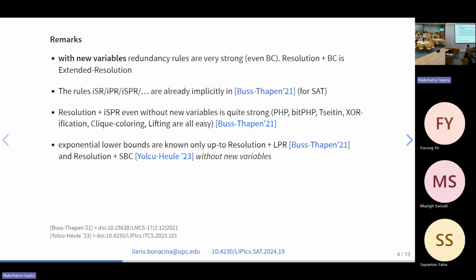Okay, so what about hardness results? We have exponential lower bounds only up to the level of LPR, again without new variables, and also for a system that I didn't name that is weaker than SPR, which is called SBC, subset blocked clauses. Of course, all of these systems are without new variables. Questions so far? Was I too quick?